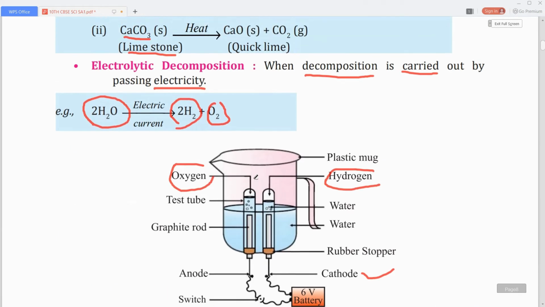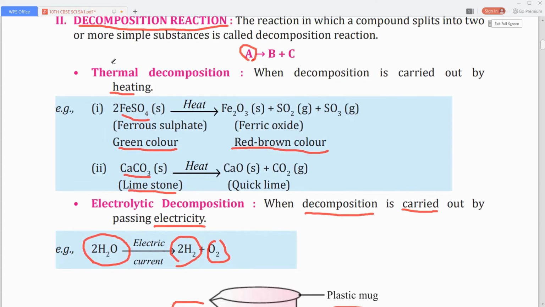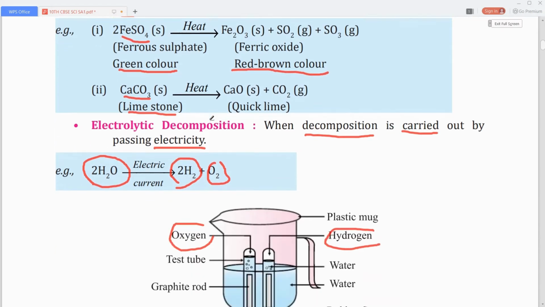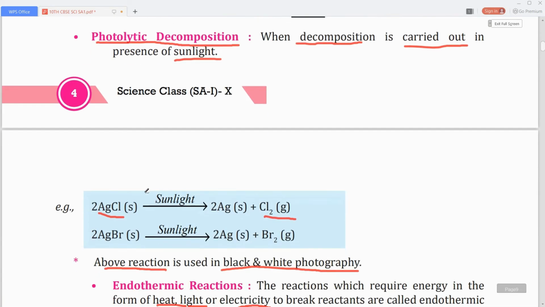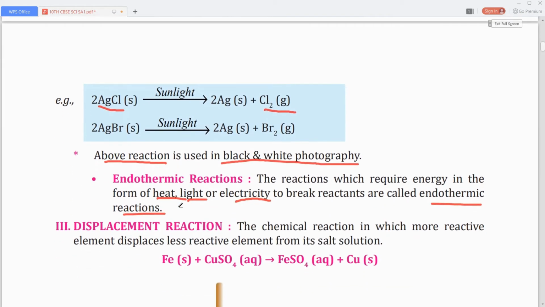Here, first thermal, so heat is given. Again here electricity is given, and here sunlight is given to complete the reaction. So decomposition reaction is also known as endothermic reaction.